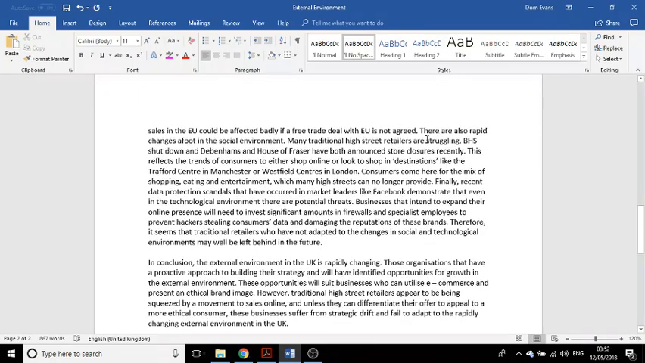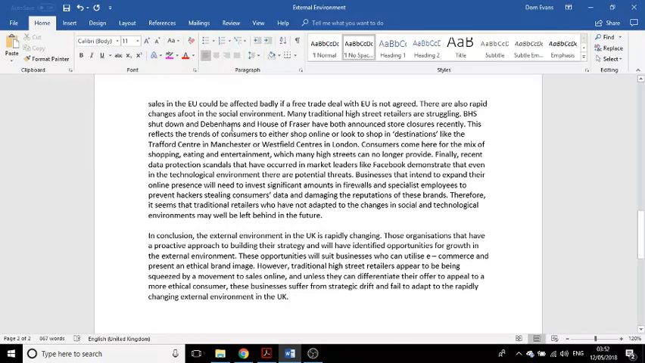badly affected. There are also rapid changes afoot in the social environment. Many high street retailers are struggling. BHS shut down, and House of Debenhams and House of Fraser have both announced store closures recently. This is all true. It shows the examiner that I'm really up to date with what's going on in the UK economy. This reflects the trend of consumers to either shop online or shop in destinations like the Trafford Centre in Manchester or Westfield Centres in London. Consumers come here for the mix of shopping, eating and entertainment, which many high streets can no longer provide.